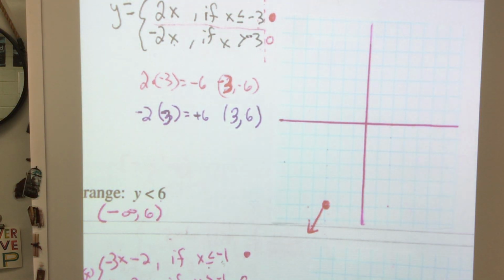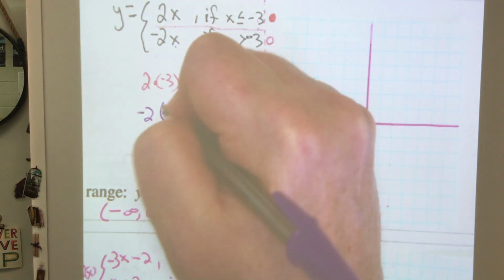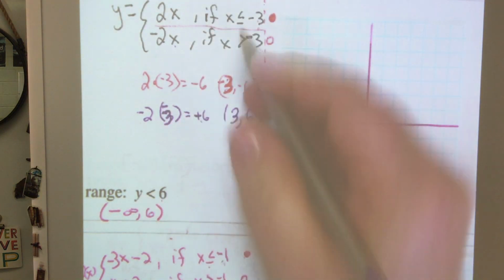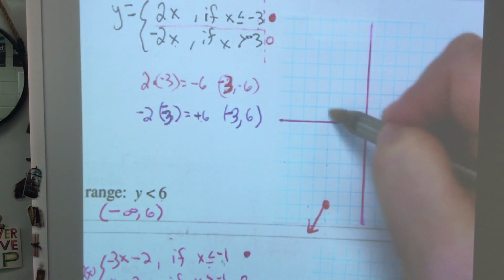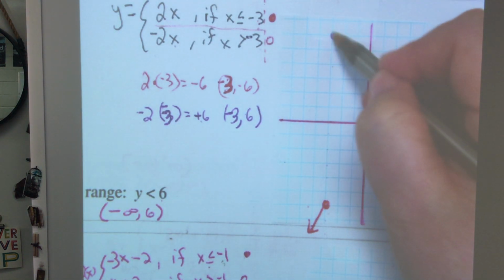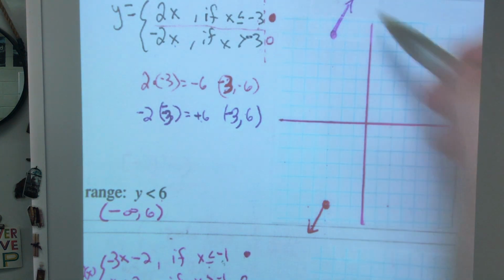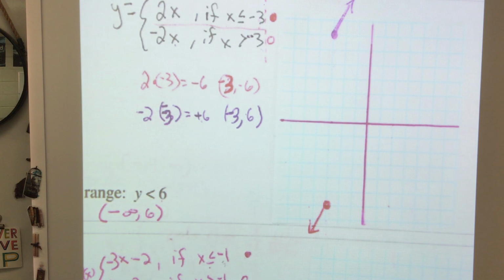Yep, both are -3. So this is a -3. That gives me my +6. Here's my -3. So -3 and up 6. 1, 2, 3, 4, 5, 6. And my point would go that way. So that's why they did the graph the way they did it. And the domain would be -infinity to infinity.